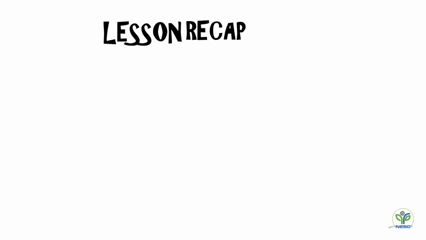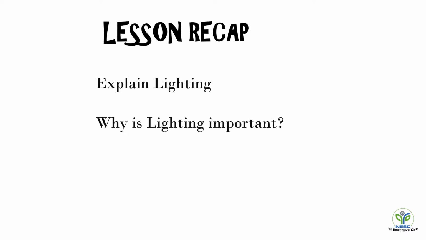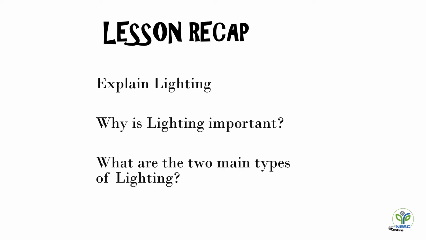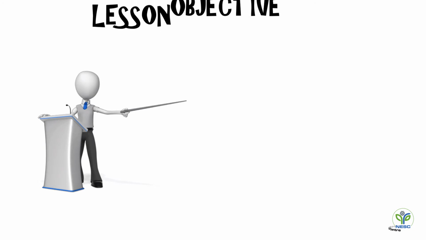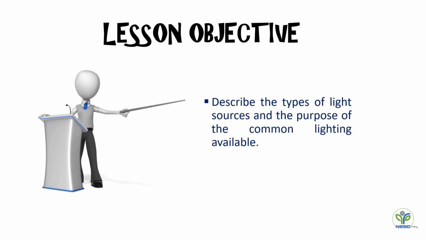So let's do a quick recap of what we have studied in the previous class. Explain lighting. Why is lighting important? And what are the two main types of lighting? So today's lesson objective is to describe the types of light sources and the purpose of the common lighting available.